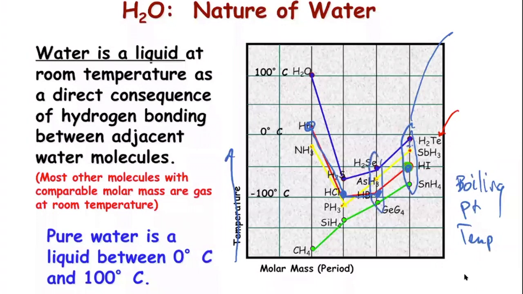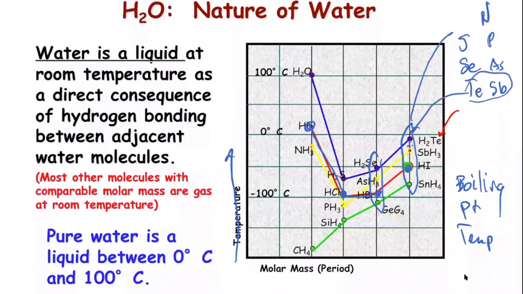If you look at the periodic table, tellurium is below selenium, which is below sulfur. If you look at the periodic table, antimony is below arsenic, which is below phosphorus, and then nitrogen's up here. So these atoms down here, these atoms over here, are going to be larger.